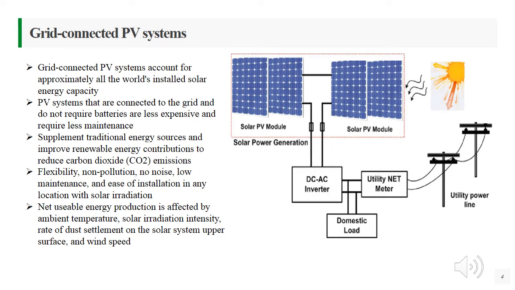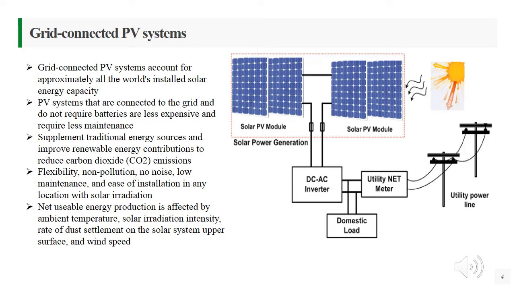Here we can see grid-connected PV systems. Grid-connected PV systems account for approximately all the world's installed solar energy capacity. PV systems that are connected to the grid and do not require batteries are less expensive and require less maintenance, supplement traditional energy sources, and improve renewable energy contributions to reduce carbon dioxide emissions.